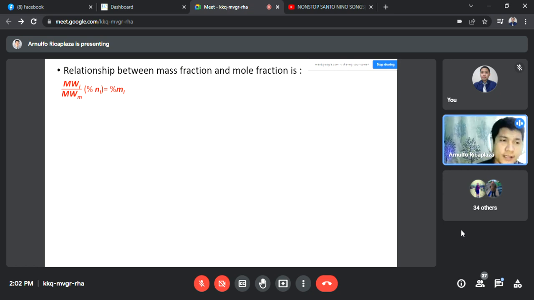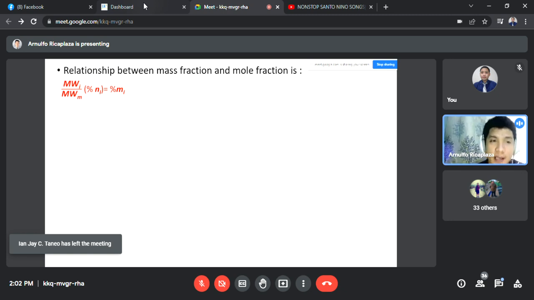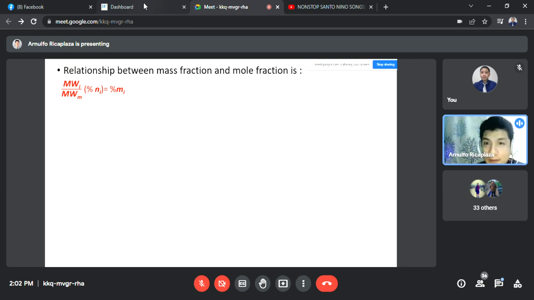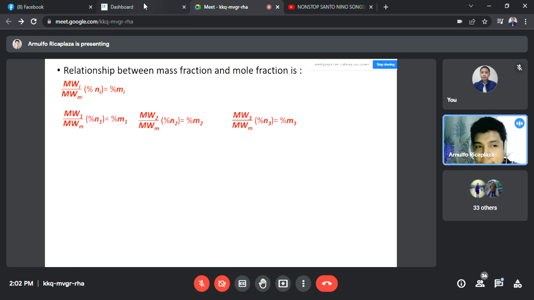Okay, so the molecular weight of any gas, gas 1 or gas 2, over the total molecular weight of the mixture, times the percent mole fraction of that gas, is equal to the percent mass of that gas. So again, kanang guy that is designated as any gas. Okay, that's the relation between the two.